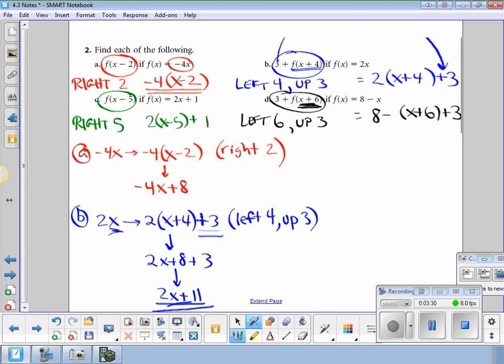2x plus 11. So what I want you to do is the same thing we just did for the red one. Graph 2x in y1, graph 2 times the quantity x plus 4, plus 3 in y2, and graph 2x plus 11 in y3, and see what you notice.